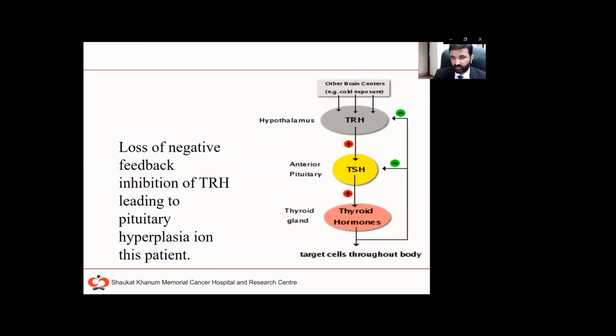Once again, some of the trainees in the audience may benefit from this: in this case, we believe that the thyroid hormones not being produced are not sending the negative feedback signal to TSH or TRH. The TRH persistently stimulated TSH, causing pituitary hyperplasia because it is not getting the negative feedback. Once the thyroxine was replaced, the negative feedback stopped production of TRH, TSH normalized, and hyperplasia settled.